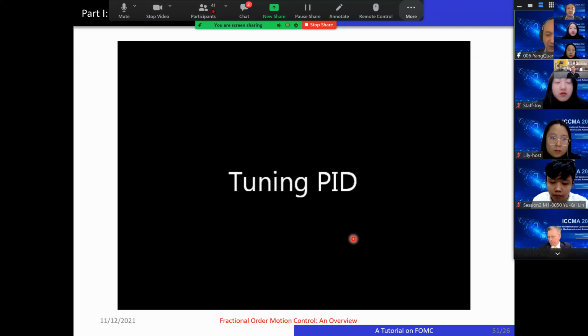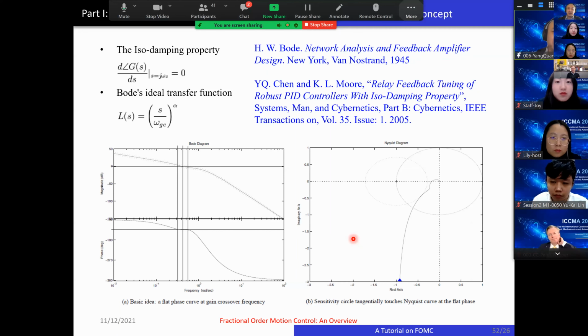So basically, we published these ideas. Later on, I found out this idea is nothing but from Bode's work. So here, at gain crossover, you have flat phase. You will be able to have very robust performance with respect to gain variation. Okay, and this is Bode's ideal transfer function. When you cross this one in this domain, it looks like this.